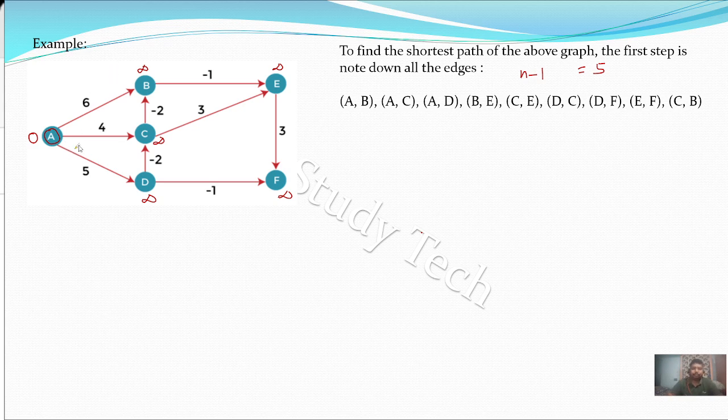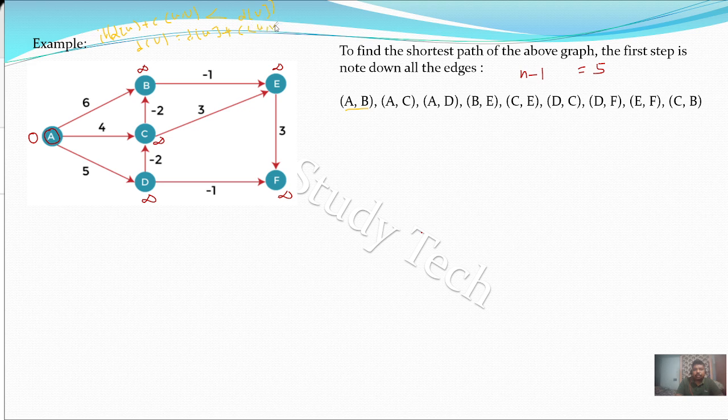Second step is A to B. What is the cost of A to B? A to B is 0 plus 6. You know the relaxation here: if d of u plus cost of uv is less than d of v, then you can update d of v to d of u plus cost of uv.